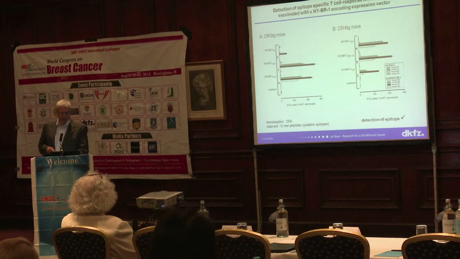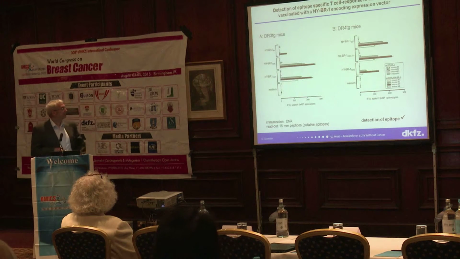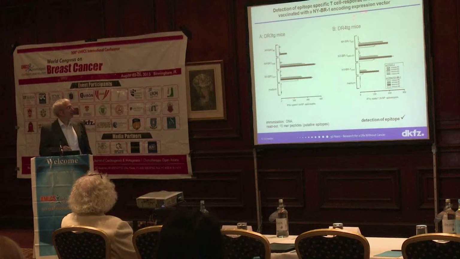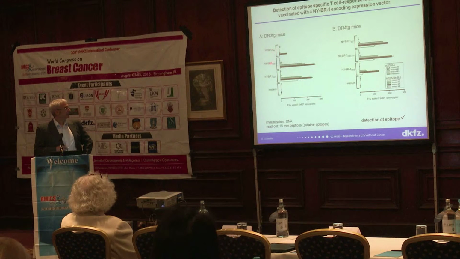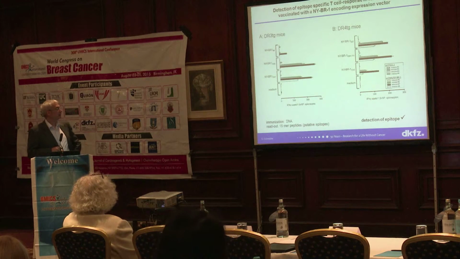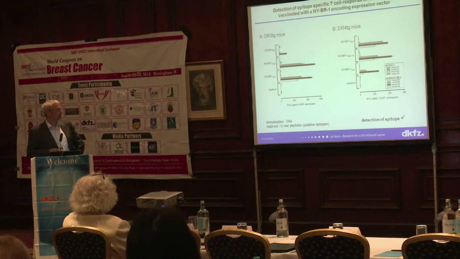These have then been tested. These are another set of mice which were vaccinated again with DNA. Then we used these 15-mers and tested whether the mice had specific spleen cells recognizing these epitopes, and in fact all 6 were recognized.